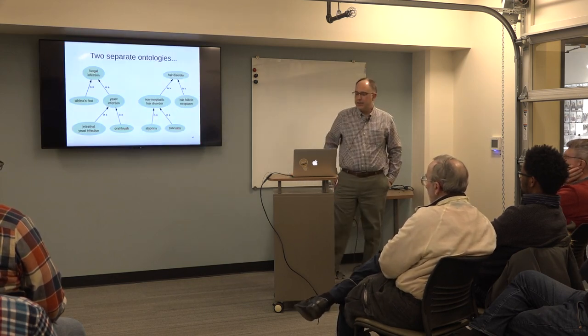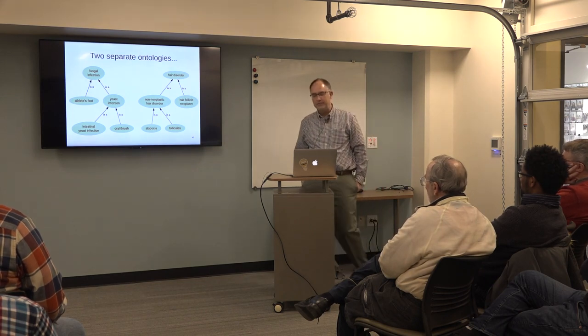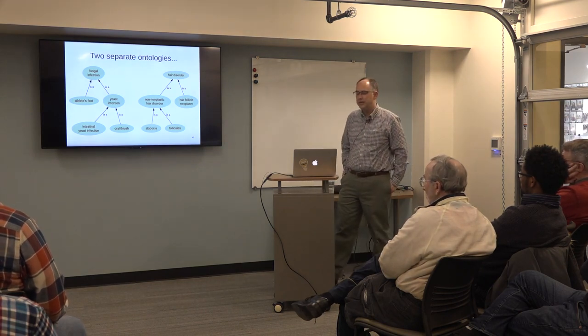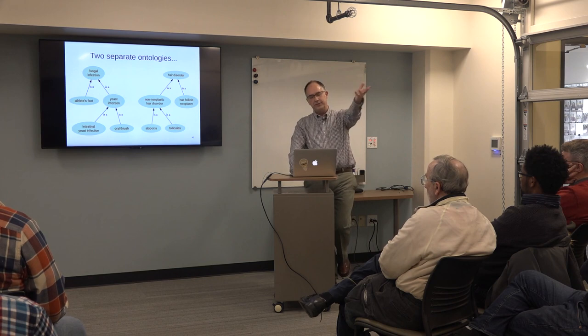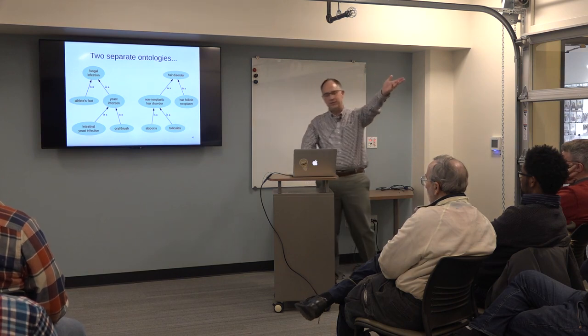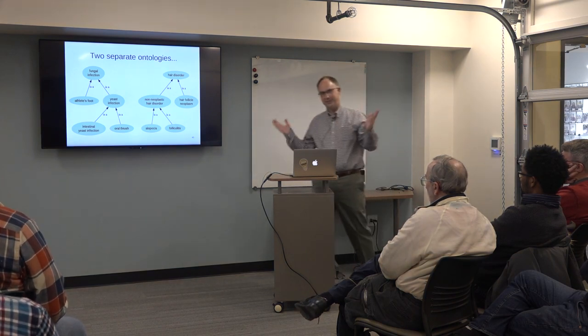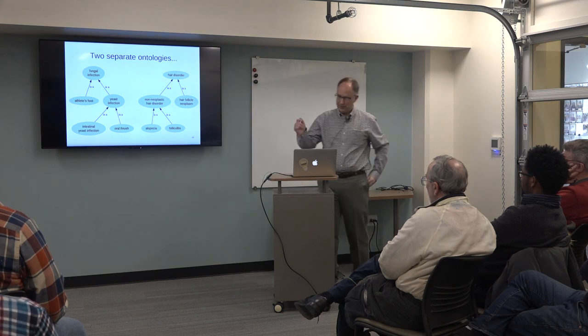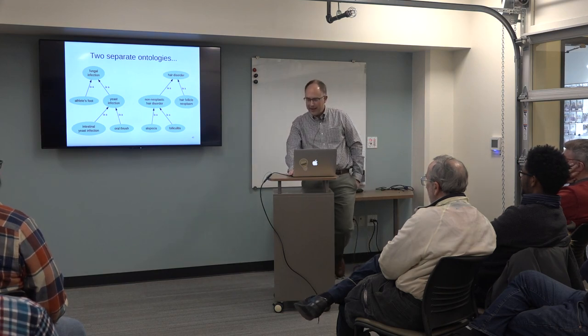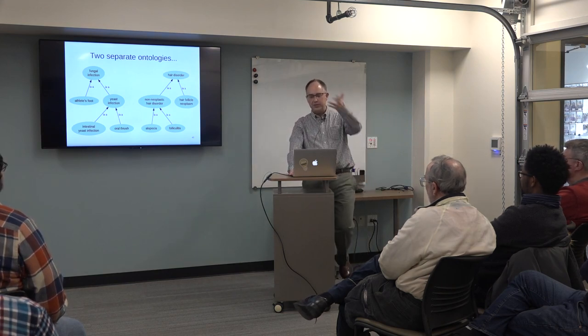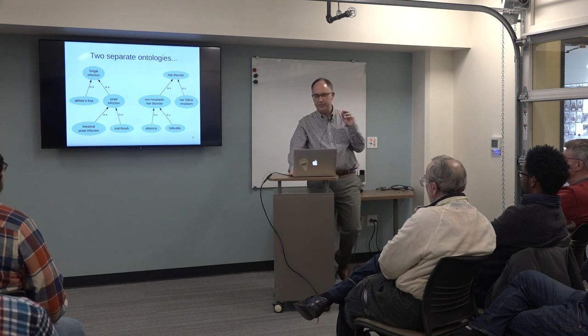So let's think again about different kinds of ontologies. Imagine here that I have two distinct ontologies. I have an ontology of fungal infections and hair disorders. So the photos to follow here. We're interested in both of these domains for whatever reason.